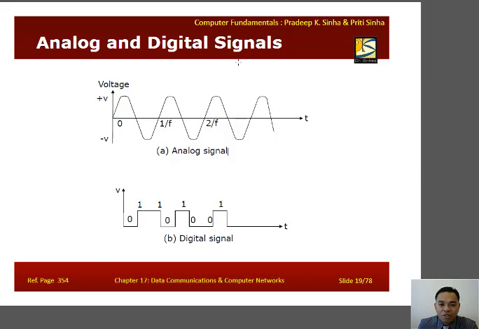Thus, here are images showing the differences between analog and digital signals. Have a look at this, the analog signal. The wave heights will vary depending on the voltage that will be transferred, while for digital signal, the height of the wave is fixed at 1 or 0.